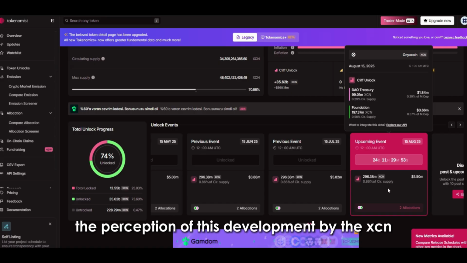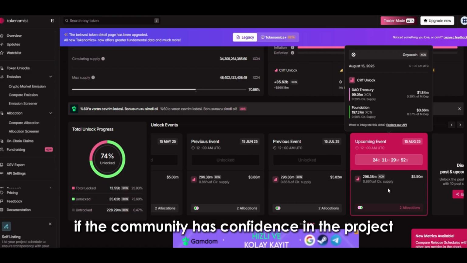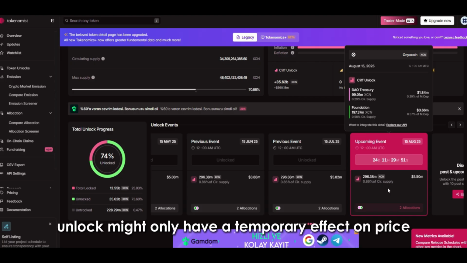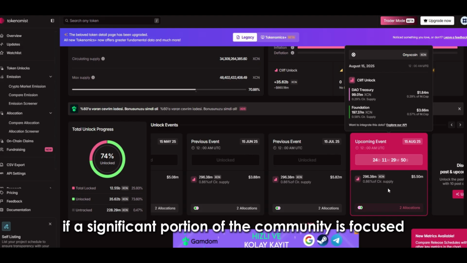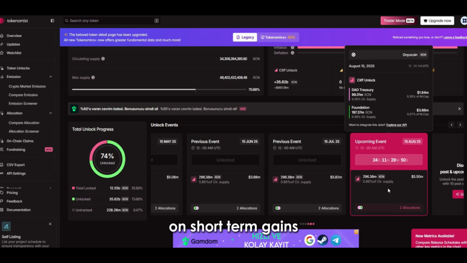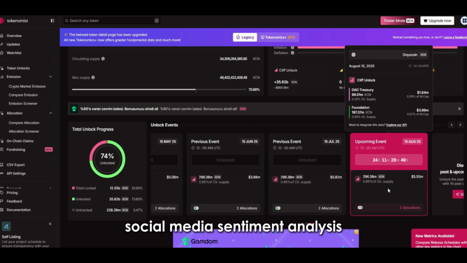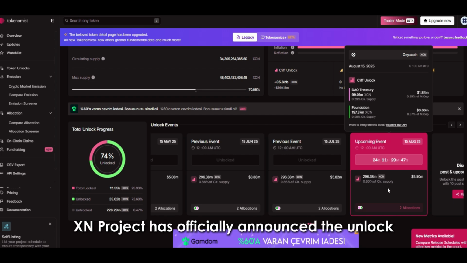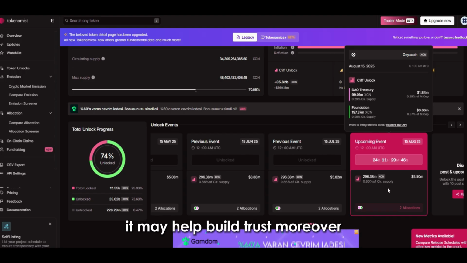The perception of this development by the XCN community is also crucial. If the community has confidence in the project and maintains a long-term perspective, news of a token unlock might only have a temporary effect on price and lose significance over time. However, if a significant portion of the community is focused on short-term gains, this unlock could create a more negative sentiment. At this point, social media sentiment analysis, community feedback, and investor outlook become increasingly important. If the XCN project has officially announced the unlock transparently and provided detailed information, it may help build trust.